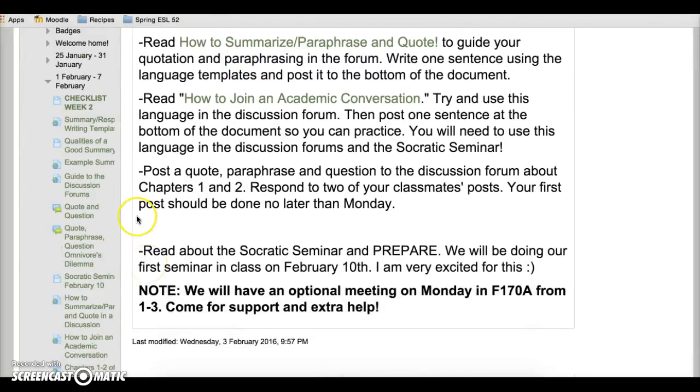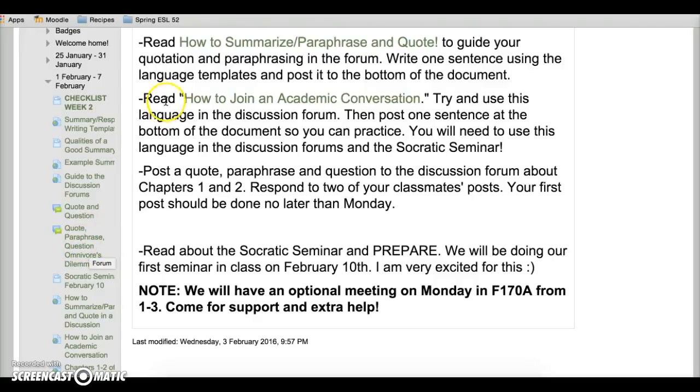We also are going to have a discussion forum for chapters 1 and 2. And you can see this discussion forum. It's right underneath the first one. Maybe I'll put a number 2 there. Number 1 was from Monday. Number 2 is going to be due next week.